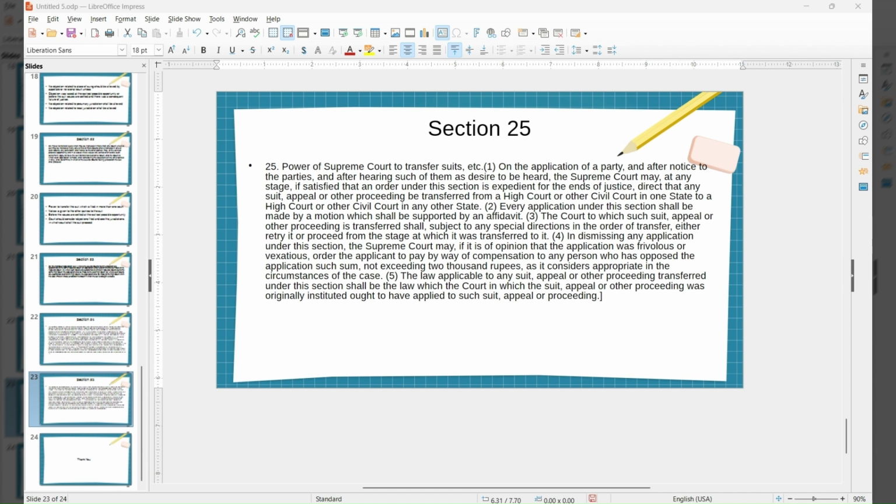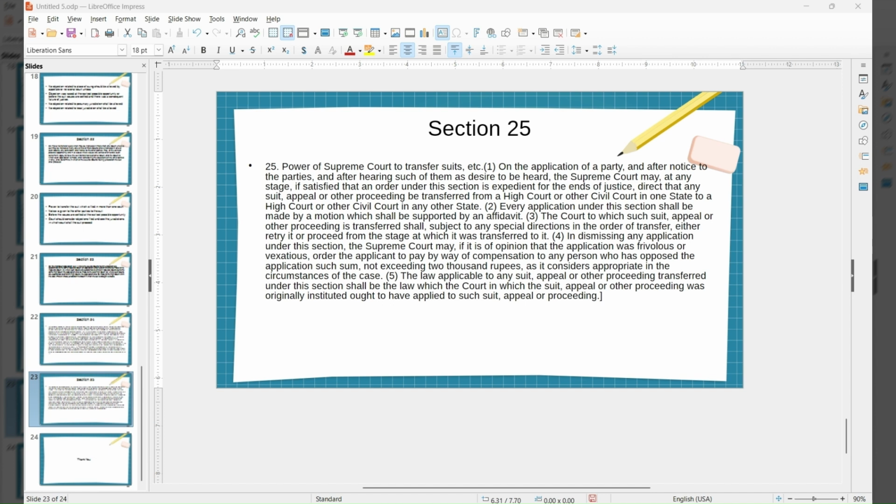Cases in two states may need to be consolidated when there are two cases. For example, there might be a water issue between these two states, or some other matter. In that situation, the cases of the two states can be heard in another state. Public interest may also require the transfer.